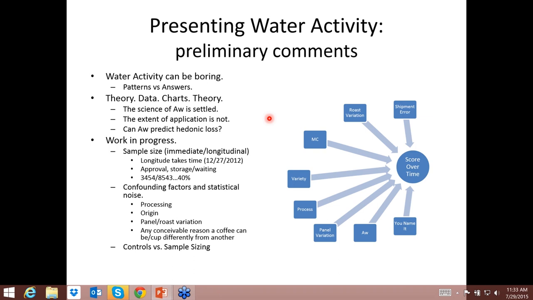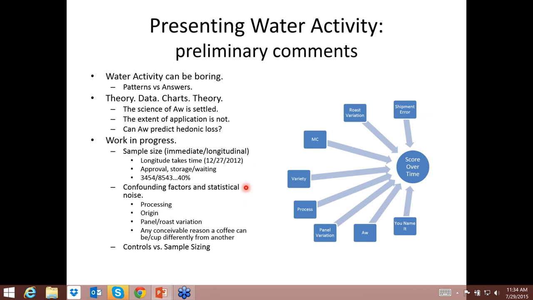We had this question: do we go with sample size, or do we try to create a lab environment and run specific testing? And what we decided was we're going to go for huge sample sizing because we do a lot of samples. We ran a little over 4,000 samples through our cupping lab last year alone. We're already set up for that. All we needed to do was plug in water activity measurements and keep going. So that's what we went for.